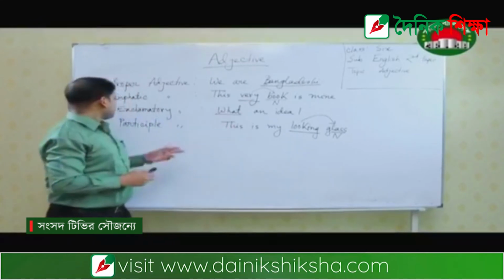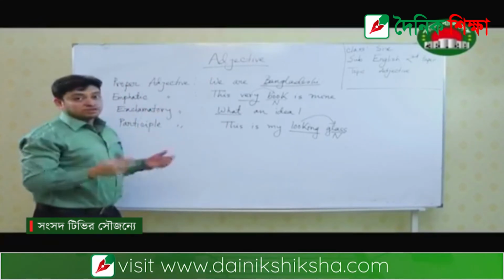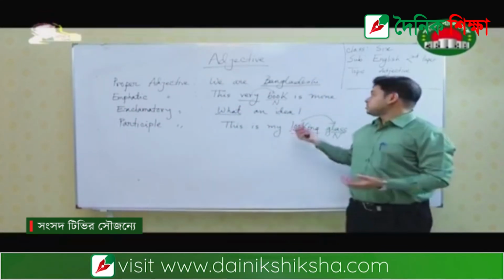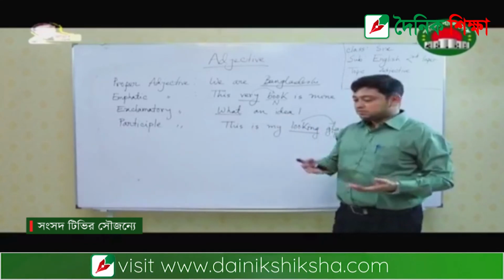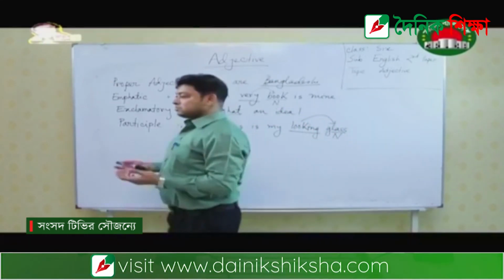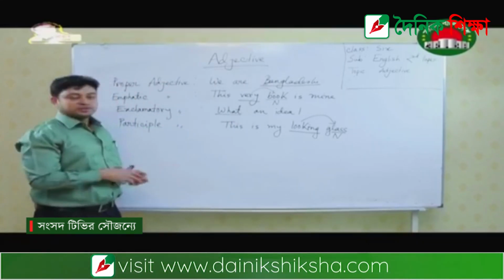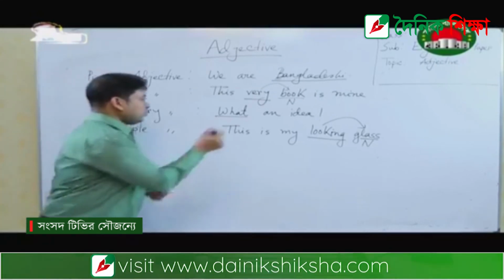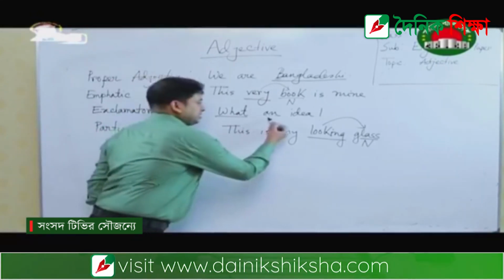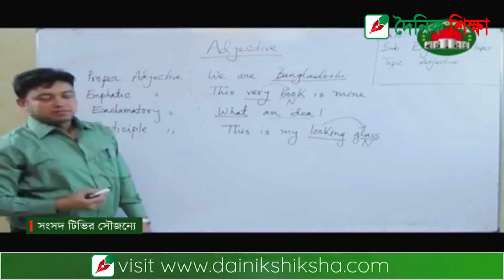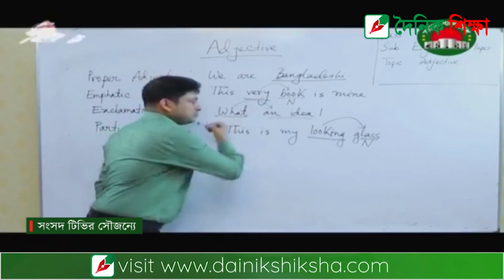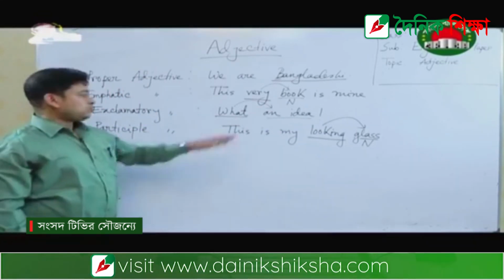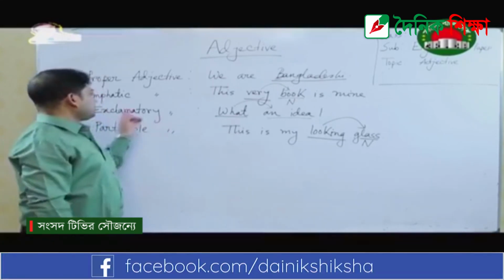Another example is exclamatory adjective. Now, students, there is a sign. We know the sign of exclamation. Now, as the sign of exclamation is there, definitely there will be extreme feelings. Maybe it is of joy, maybe of sorrow, but whatever the reason, look at the word what. What an idea! This is a noun phrase, but what is qualifying the noun. As there is a sign of exclamation, the name becomes exclamatory adjective.